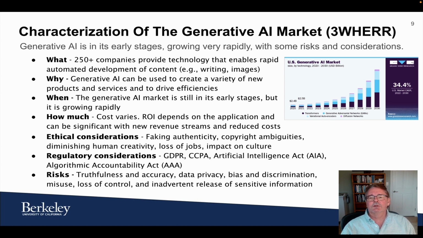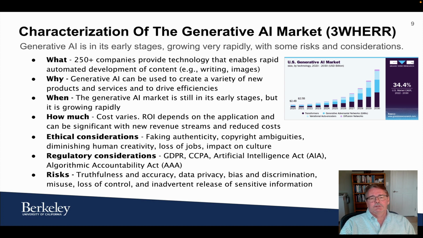Another possible concern is that generative AI could lead to a decrease in human creativity as people become reliant on the technology to create content. It could lead to job losses in some sectors as automation takes over tasks that are currently done by humans. And there's also the impact on our culture as generative AI changes the way we create and consume content. What happens when the majority of content on the internet is created by generative AI tools and not humans? It's interesting to consider.